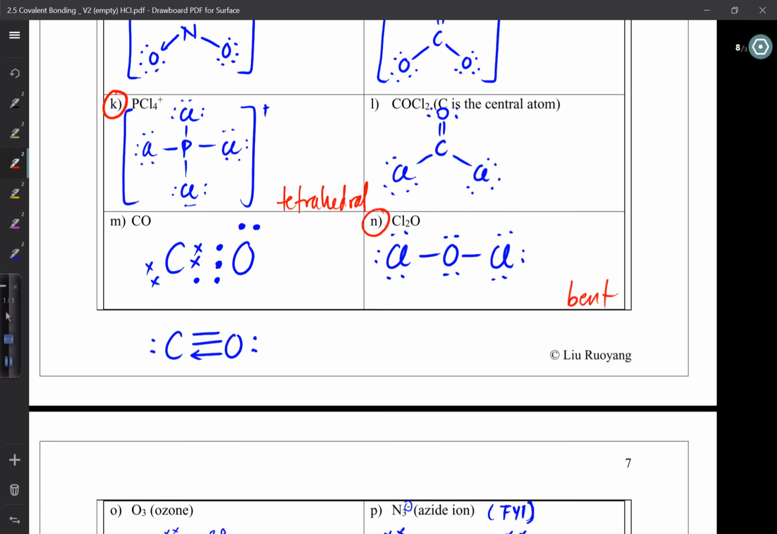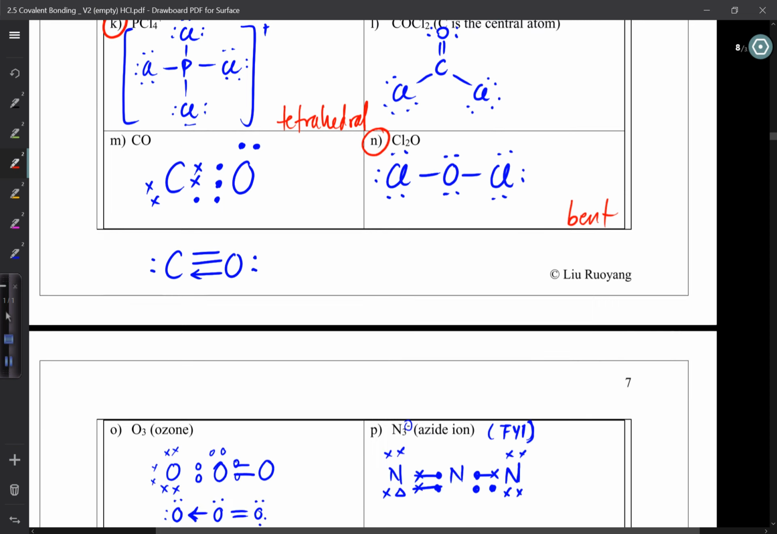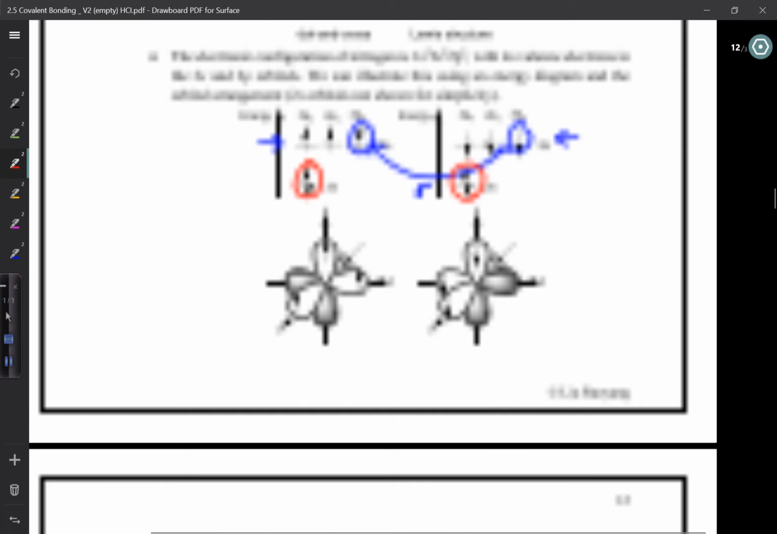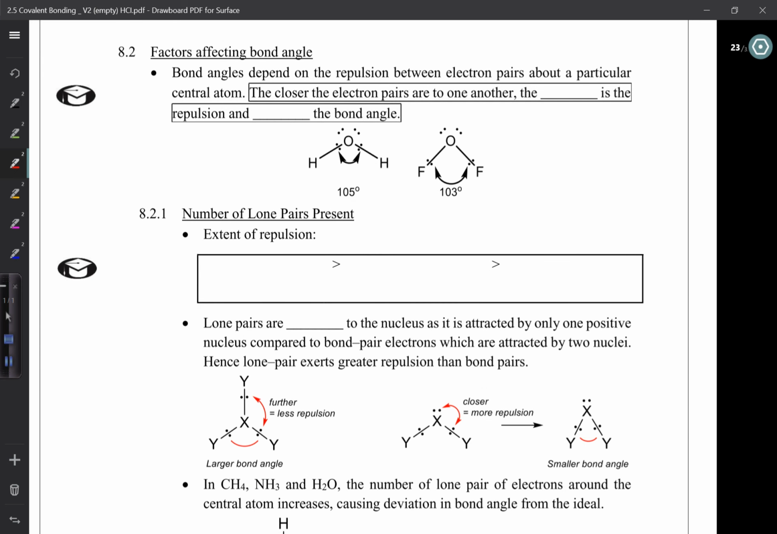That's why I say such drawings, right, can come in 2 forms. One is with the shape, one is without a shape. Without a shape, basically they're not emphasizing on the shape. But if they're asking for a shape, please use VSEPR theory. Alright, so enough practices for VSEPR. Alright, next, let's look at some factors affecting the bond angle. Alright, and then we'll see why the bond angles will differ.